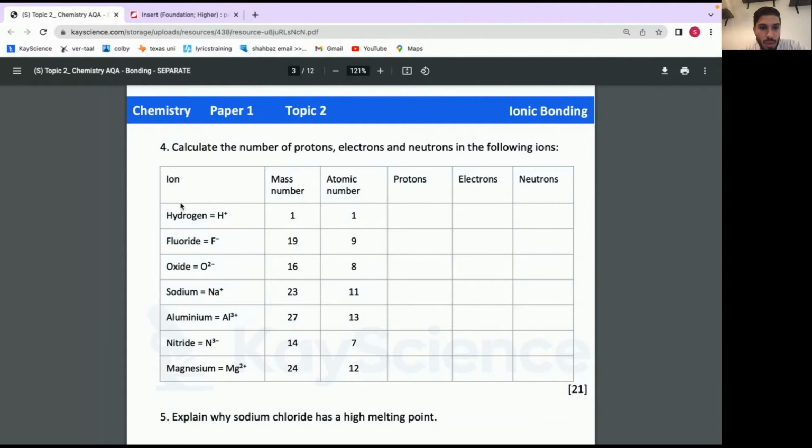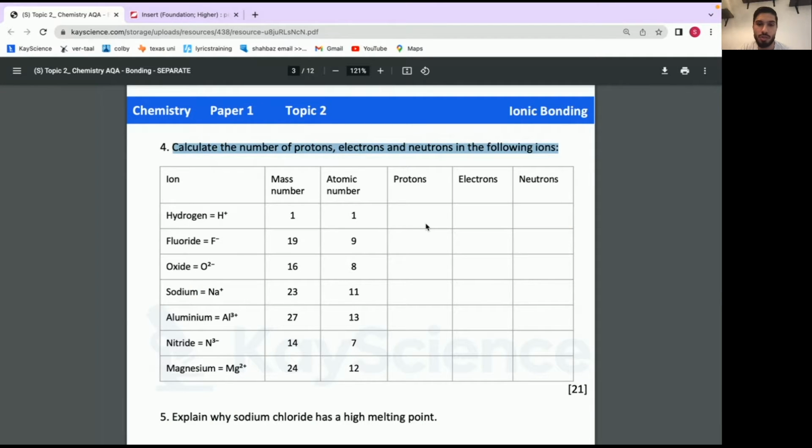So here we've been given some ions: hydrogen, H+, fluoride, F-, oxide, O2-, and so on. We've been given mass numbers that you can get from the periodic table, atomic numbers, and you have to calculate the number of protons, electrons, and neutrons in the following ions. I wish every student used this in my class, because the ones that did, they got this right in the exam. The ones that didn't, they got it wrong. So it's important to practice this.